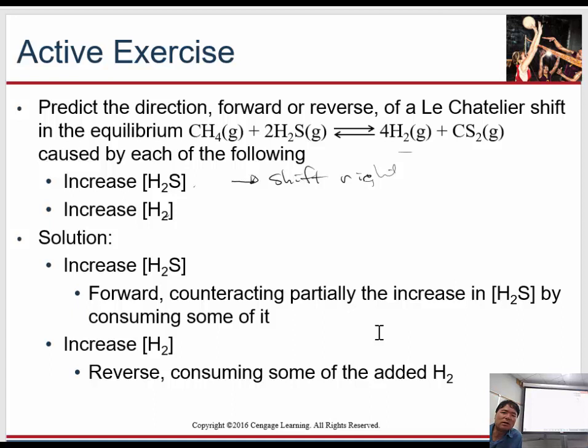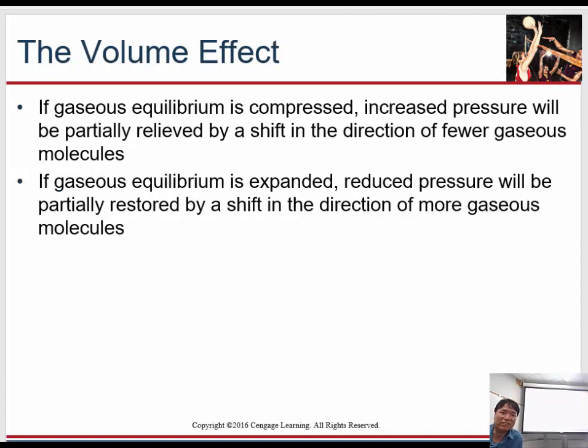Increase the hydrogen, that's reactant. Oh, no, that's not a reactant, that's product here. If that's product, then it should shift left. And so we expect a left shift because we need to counter that. We're going to have too much hydrogen. The way to counter that is to have the reverse reaction take place and decrease the amount of hydrogen. So those are some examples.